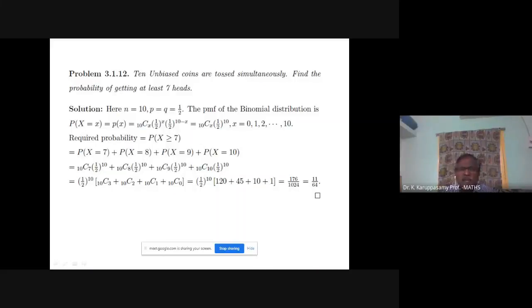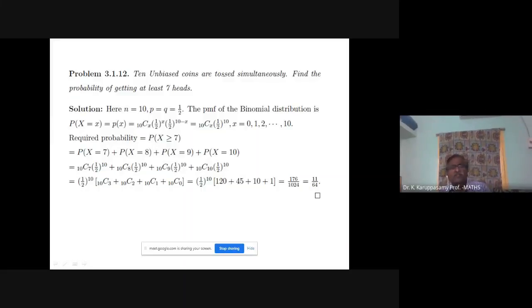You are tossing 10 coins simultaneously. Find the probability of getting at least 7 heads. The word "at least" means minimum. Number of heads minimum 7. Minimum 7 heads means it may be more than 7: 7, 8, 9, 10. Up to 10 it is possible. So you are tossing 10 coins. What is the probability of getting at least 7 heads? 7, 8, 9, 10 heads.